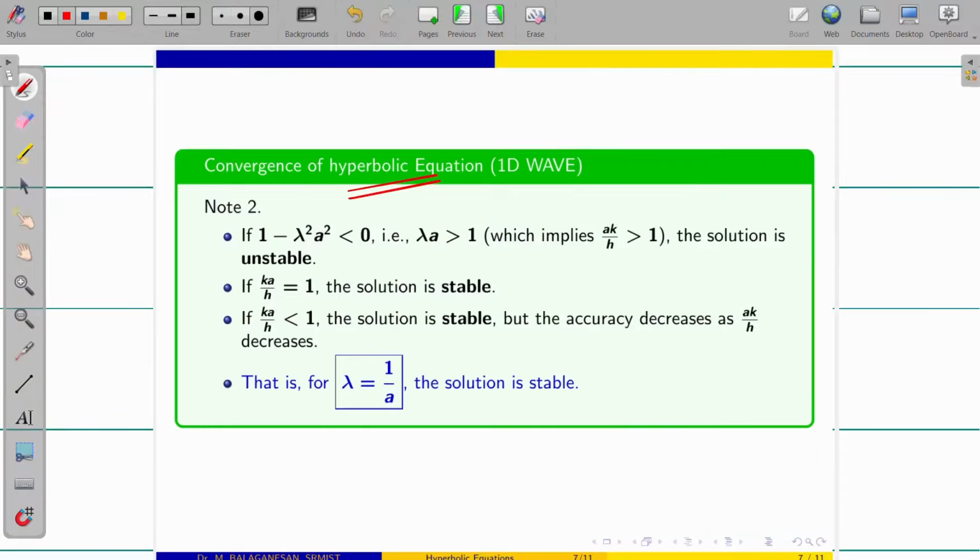Convergence of hyperbolic equation. When will it converge? Hyperbolic equation is nothing but the one-dimensional wave equation. When will it converge, look at that, they have given: the solution is stable if lambda equal to 1 by a. Suppose lambda greater than 1 by a, it is unstable.